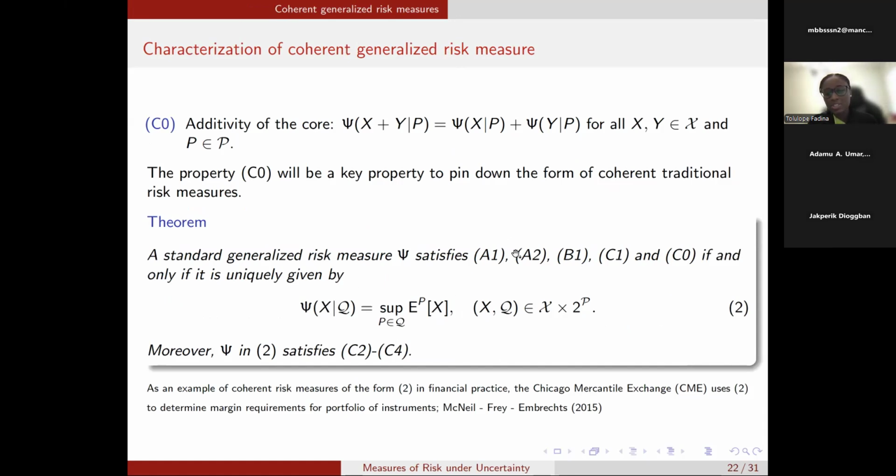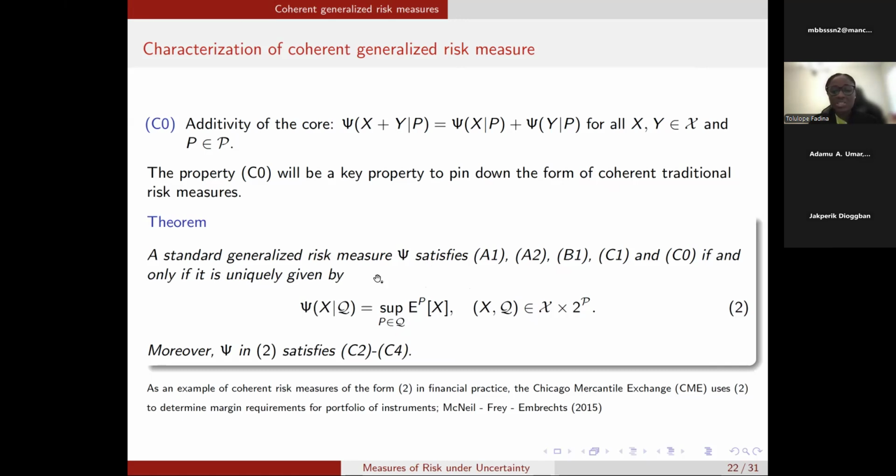How do we establish this? If a generalized risk measure satisfies A1 and A2, again, we have this representation, but now we have psi of X given P here. And then it is known in the literature that if a risk measure satisfies law invariance, monotonicity, and additivity, that risk measure is likely going to be of expectation type. And we use that property to pin down the expectation that we have here. And that is how we establish this coherent risk measure.